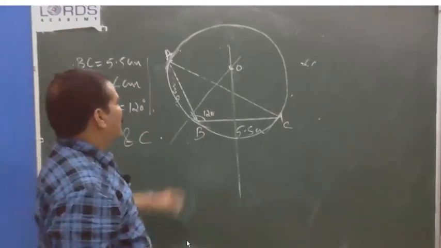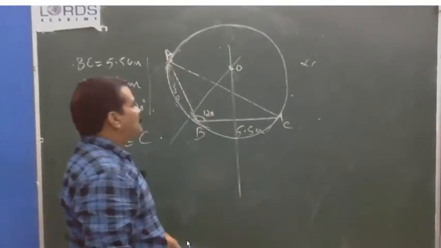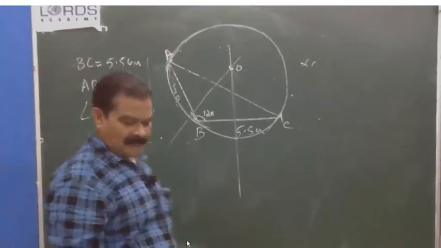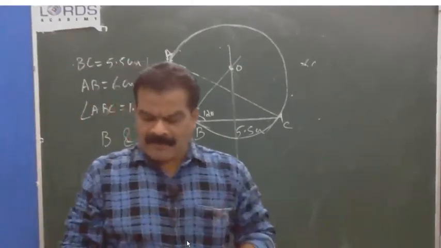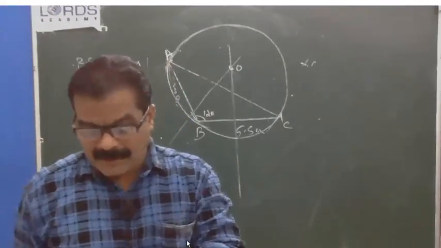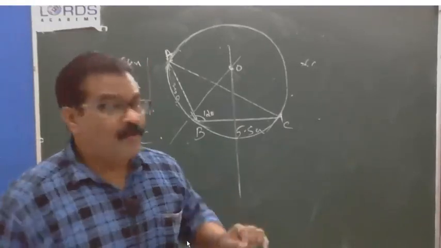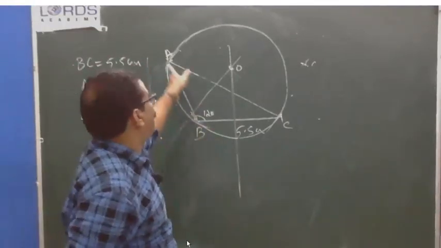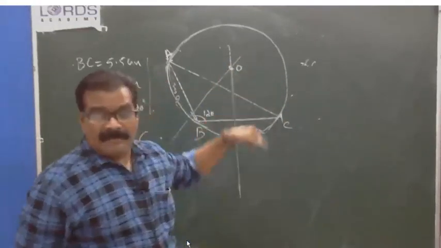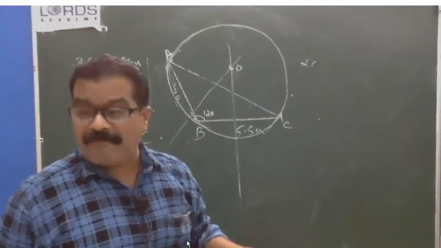Then, what will be the next portion? We have to find out a point P such that, if you draw a cyclic quadrilateral, that point should be on the circle. And also D is equidistant from B and C.